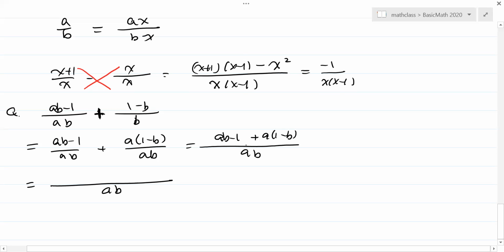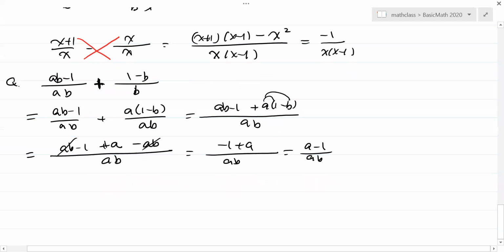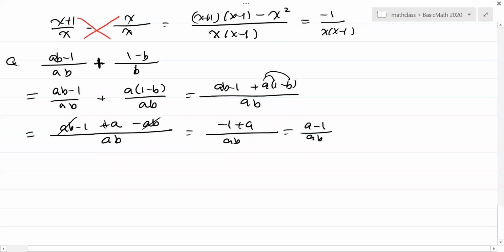Okay, so you do the computation. A times 1 minus B is A minus AB, right? Then A times B is AB, right? Then AB cancels out. So you get negative 1 plus A over AB. Now, you can also write this as A minus 1. Yeah, it looks better sometimes. So you only have three symbols, A, minus, and 1. Otherwise, you have negative 1 plus A.